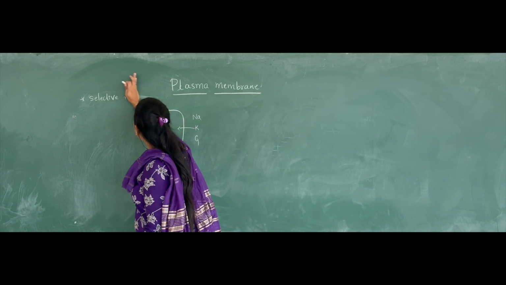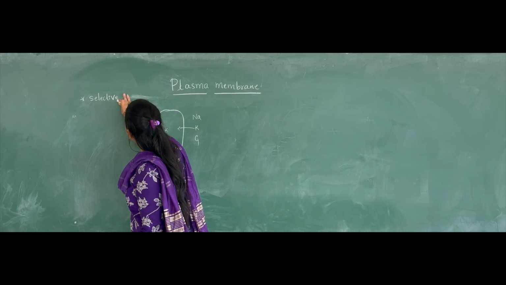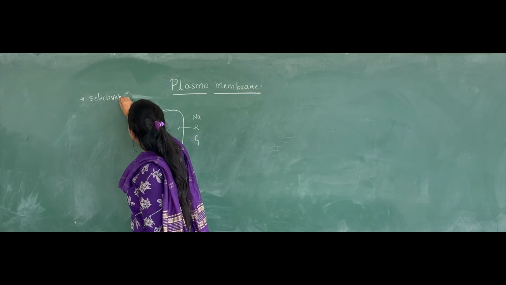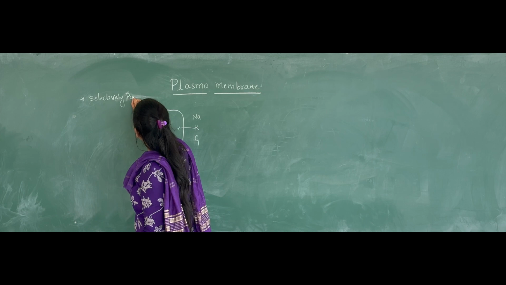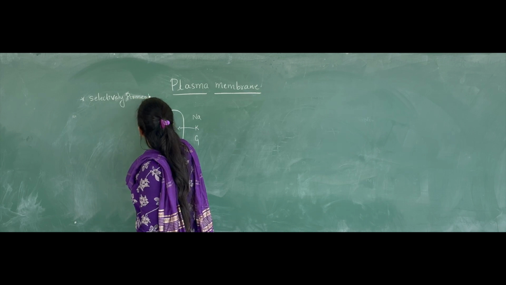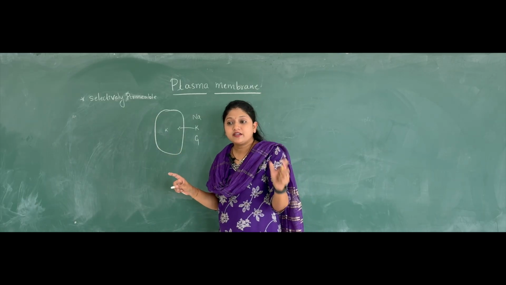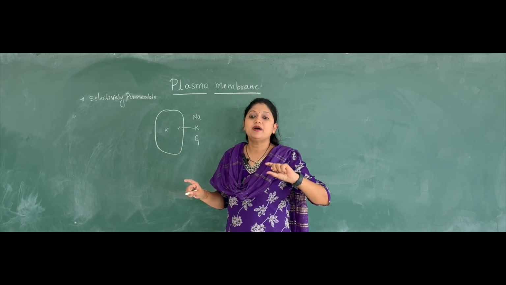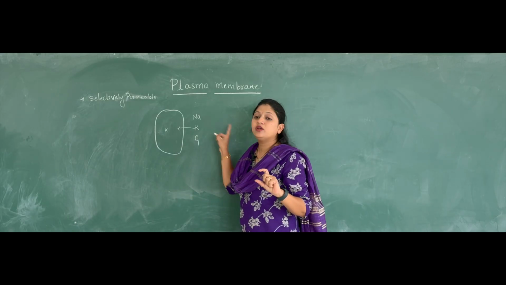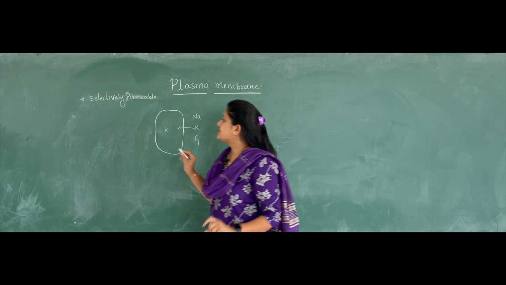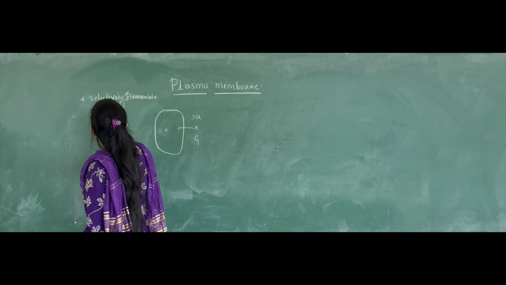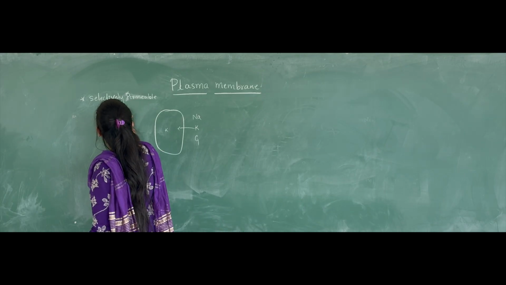So we call it selectively permeable. It gives permission only to selective molecules which are required by the cell or which have to be thrown out of the cell. Hence, we call it a selectively permeable membrane.